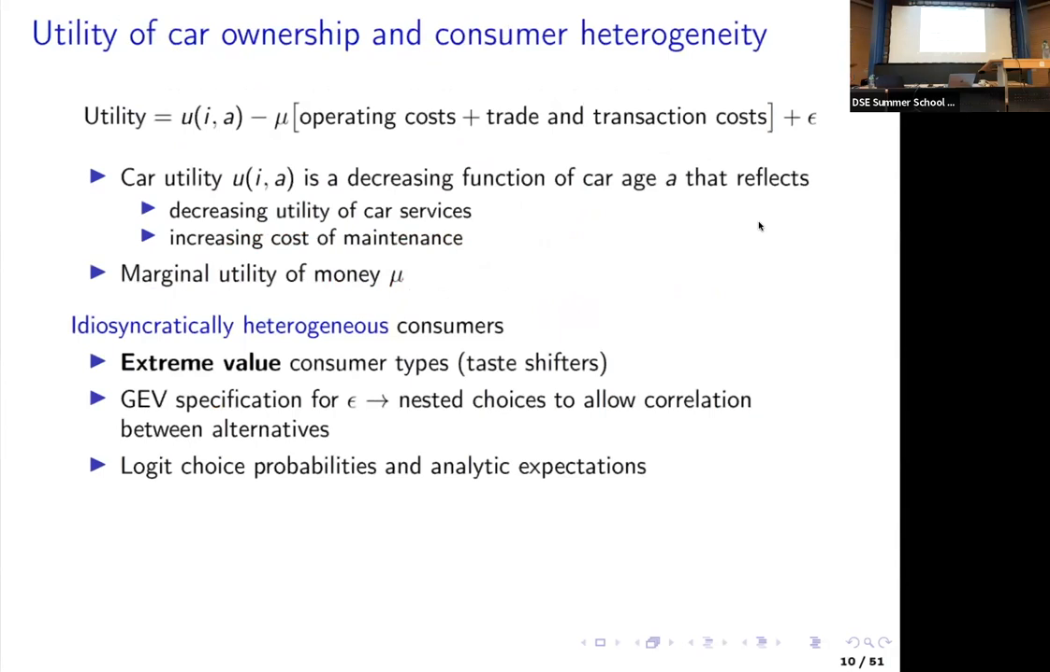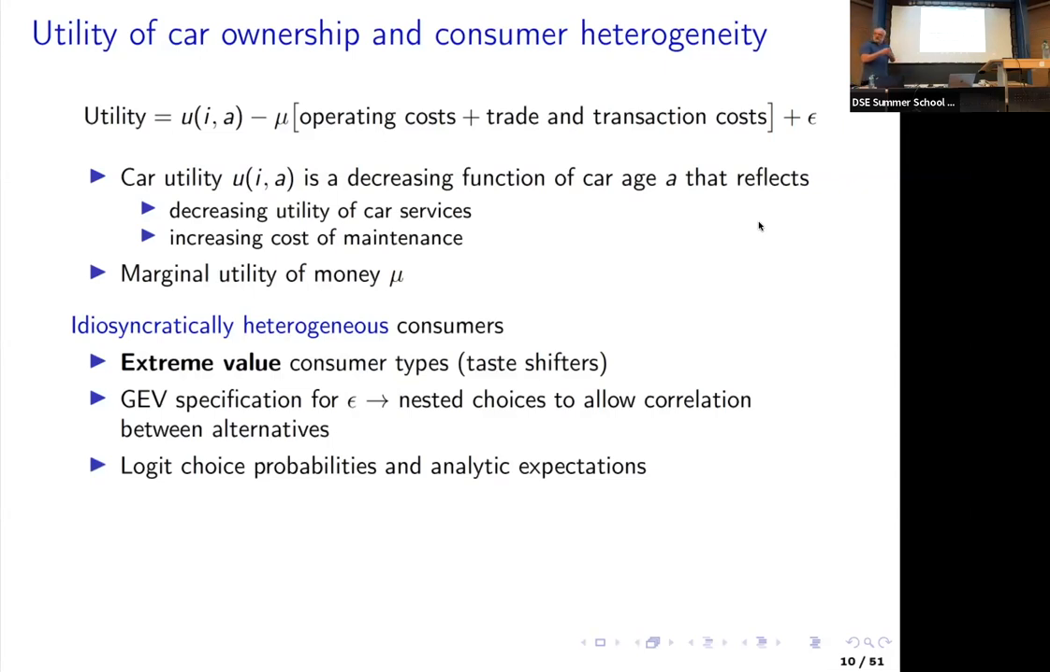So just a little bit about the utility. So Fedor's going to put functional form on. Basically, people get utility of the car. Okay, that depends on the type of the car, the age of the car, and then they have to pay some operating cost, and there's some trade and transaction cost involved. If you buy a new car, well, you have to pay the price of that car. If you buy a used car, you have to pay the price of the used car. If you sell one, well, you get some money back and so on. I'm going to provide the details of that.